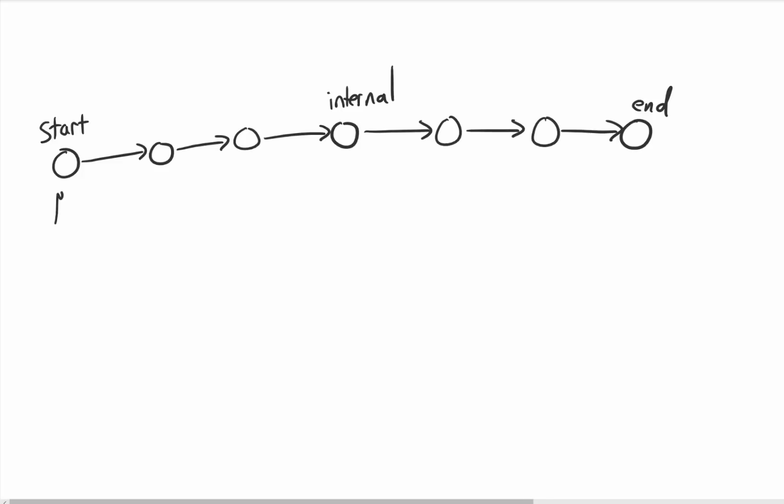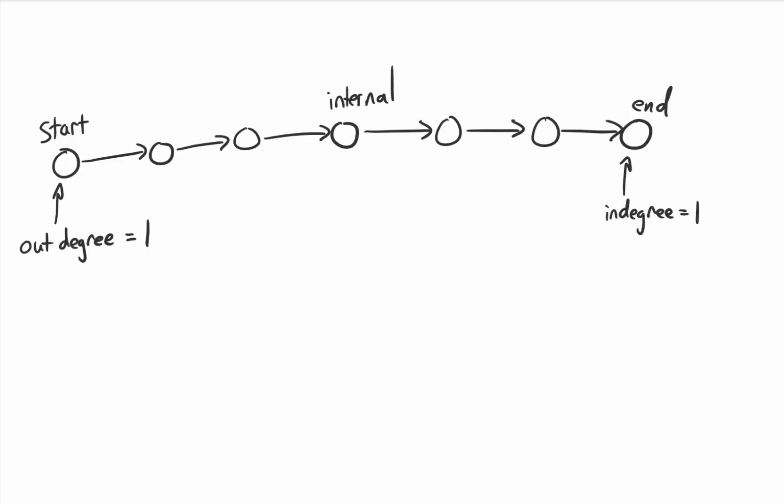So we think about properties of a path. Well, the start node has a special property: its out degree is 1. And the end node has a special property: its in degree is 1, its out degree is 0. And then an internal node has both in degree 1 and out degree 1. Okay, so let's go back to the graph and think about what happens when one of these edges changes.